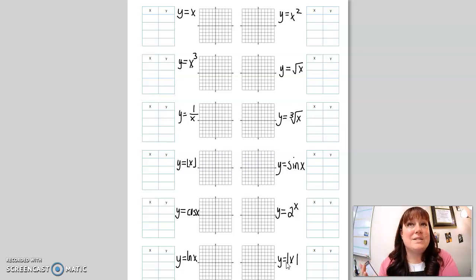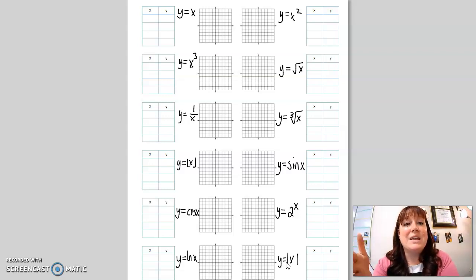And that's what parent functions are, they're kind of like the original, right? These are the original functions. And then we copy them and change them a little bit and we get their transformations, or maybe their child functions if you want to call them that. So we need to know these parent functions. We need to recognize them when we see their shape out in the wild.